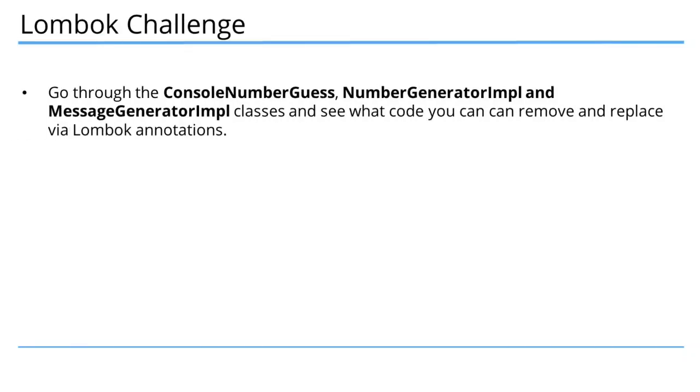Is to go through the ConsoleNumberGuess, NumberGeneratorImpl, and MessageGeneratorImpl classes and see what code you can remove and replace via Lombok annotations. And the tip here is that you only need to use the SLF4J and Getter Lombok annotations. So pause the video and see if you can solve the challenge, and I'll see you when you get back. Pause the video now.